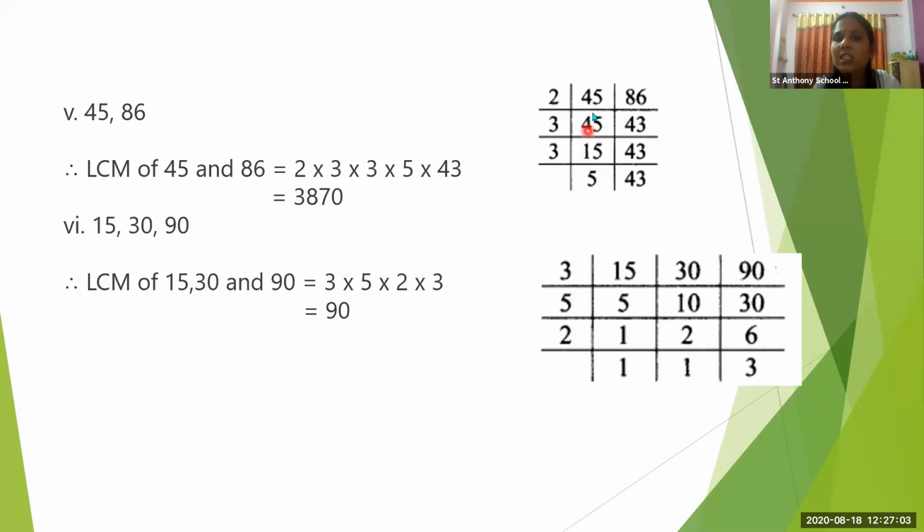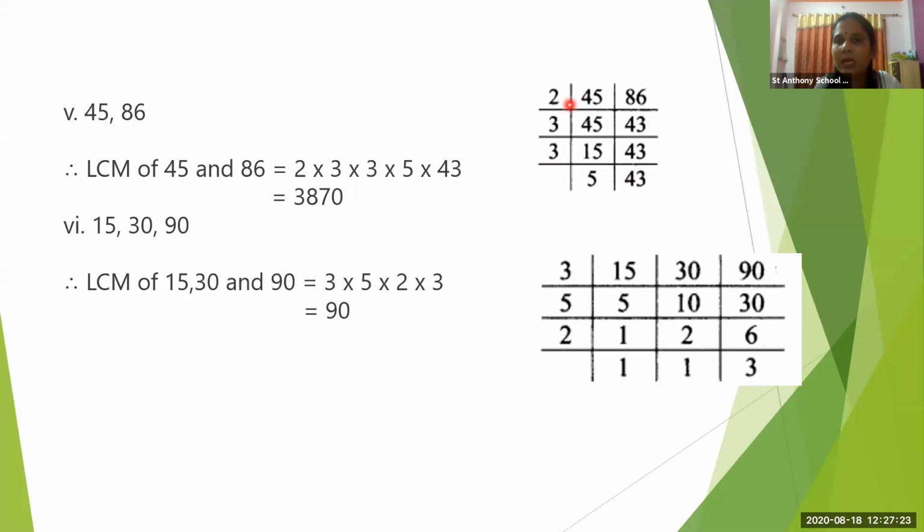So we divide this 45 by 3. So 15 3s are 45. That 43 comes down. All right. Now 15 can again be divided by 3. So 3 5s are 15 and 43 remains as it is, because 43 is a prime number. So it will not be divided by any other number.